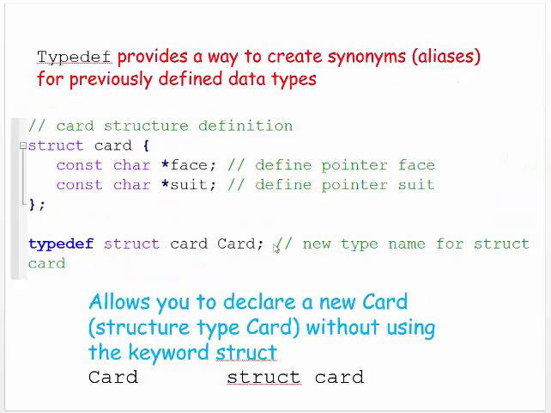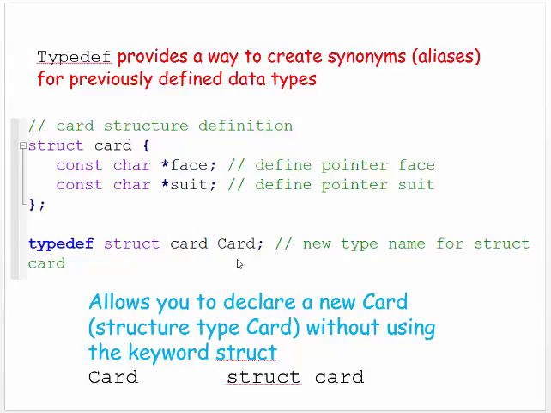So let's look at another new feature before we get into the big card program. This use of a keyword, typedef. There it is, typedef. It's a type definition. So it provides a way to create synonyms or aliases for previously defined data types. And I'll tell you what I mean right here. So we created a structure called card, which we've been using as our example. And then I have the statement here, typedef struct card. This is the same structure tag as right here. These two cards are the same right here.